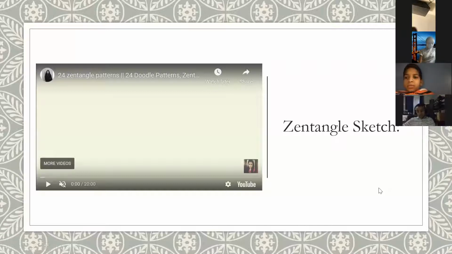Zentangles are pretty much just shapes, like art. Yeah, they're shapes, they're art. We're going to see someone make one for a second, and then we're going to talk about what we think it actually is, if it's actually art or not, what we think about that.